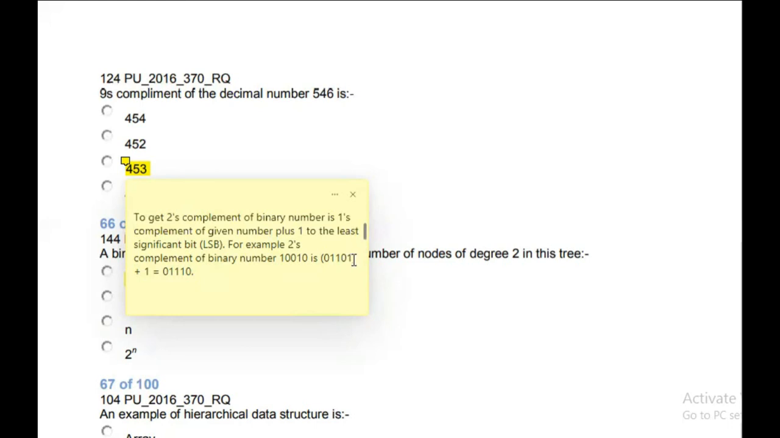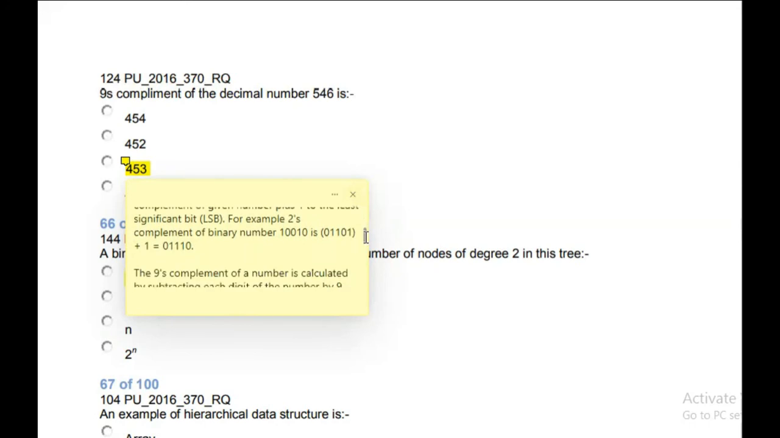So adding 1 to 1 would be 0 with carry 1. So this would change to 0, and this 0 will become 1. So 01110 is the answer.